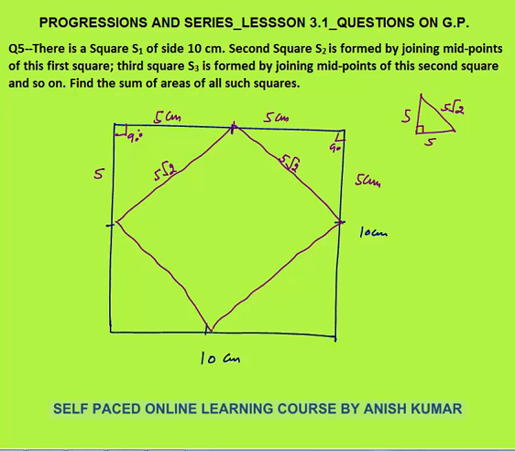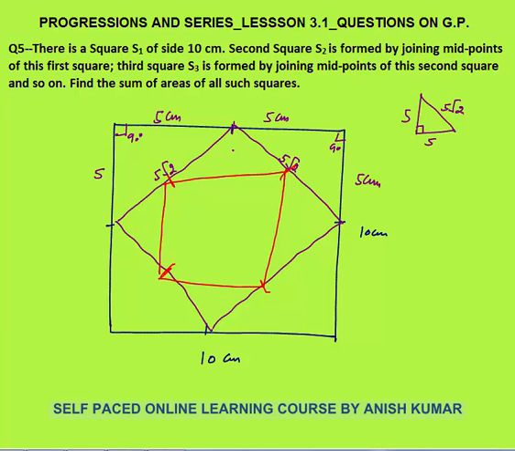Now what the question says is that a third square is formed by joining the midpoints of this second square. Joining the midpoints of this second square, we got the third square. So I'm joining this. This is joining the midpoints of the second square. I got the third square.